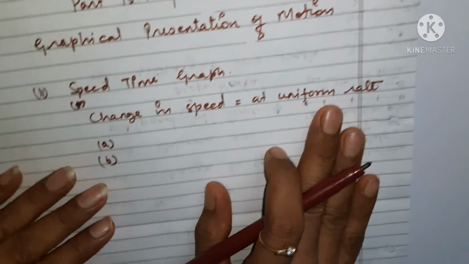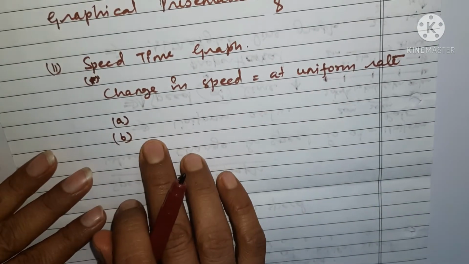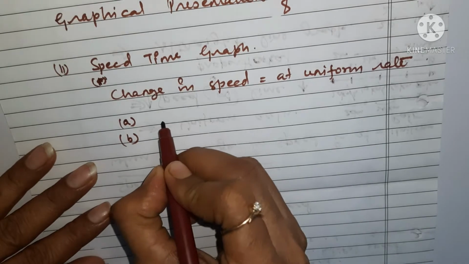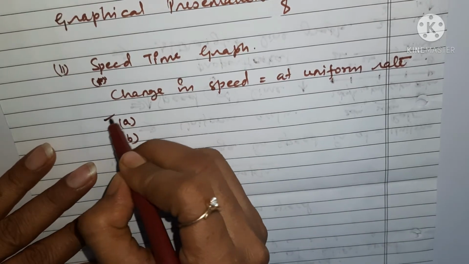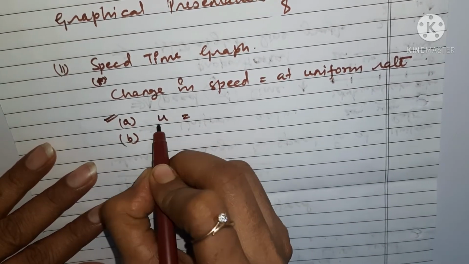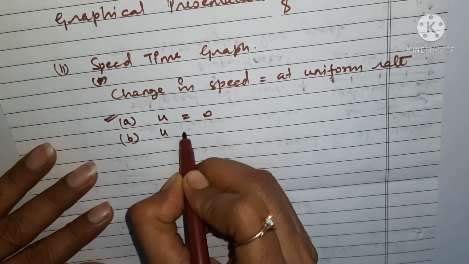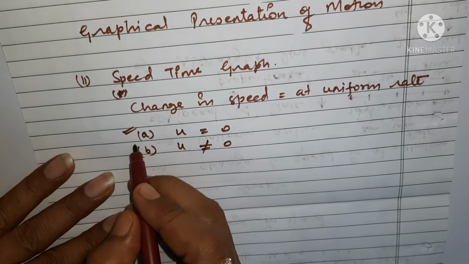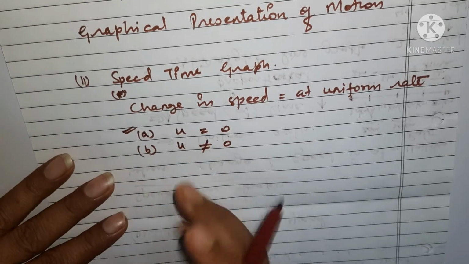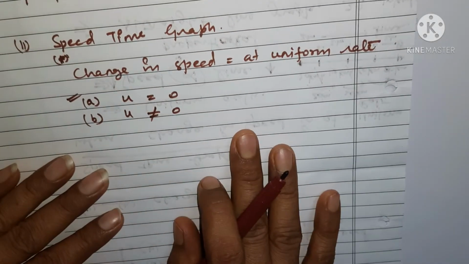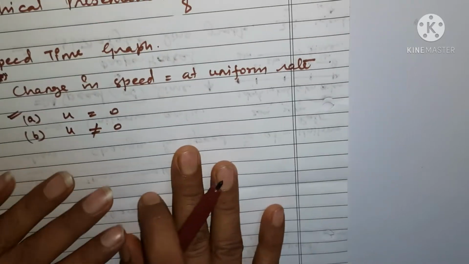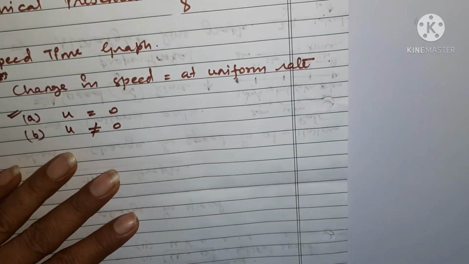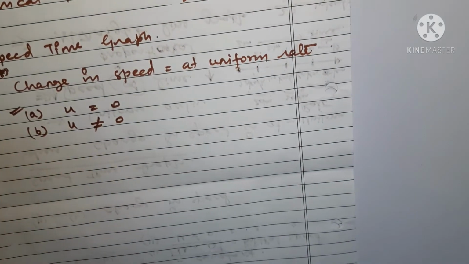In this case also we have two types of cases. The first case is when the initial velocity is 0, and the second case is when the initial velocity is not equal to 0. So first of all we are going to discuss the one in which the initial velocity is assumed to be 0. Let us see what to present in the graph.